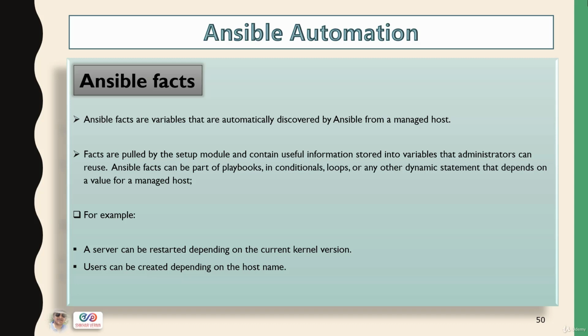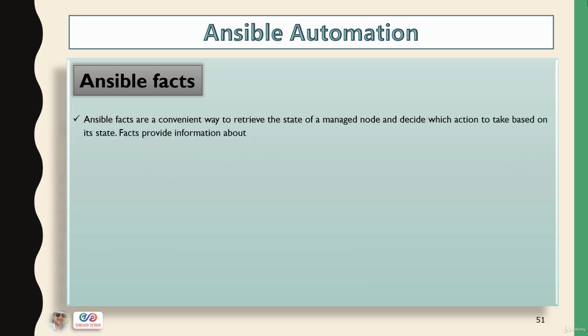Another example is users can be created depending on the host name. Suppose my requirement is that I want to create 2 users on client1.example.com. So first, with the help of Ansible facts, you will find out which server is client1.example.com, and then it is going to create the users on that. No worries, we'll do the lab session, then you can easily understand.